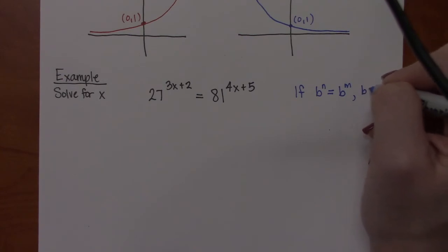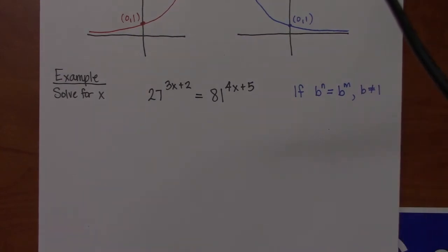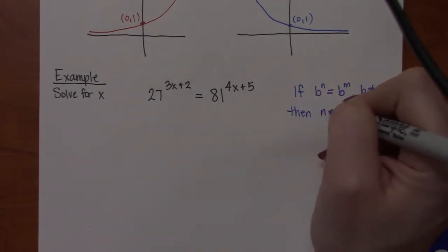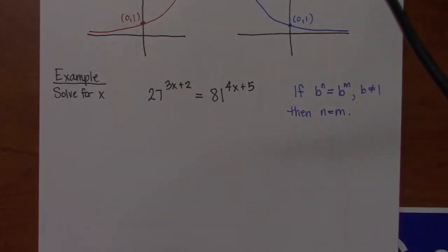And we know that b is not 1, because if b is 1, then m and n could be anything, because 1 to the squared is the same thing as 1 cubed, right? So if this is true, then n has to equal m. So if I have 2 to the x equals 2 to the y, then x and y have to equal each other, right? As long as that base is not 1.